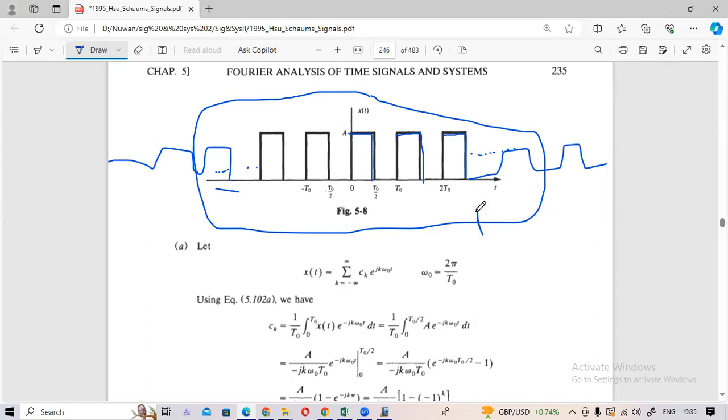And what is the period? Quickly tell me what is the period of this signal.